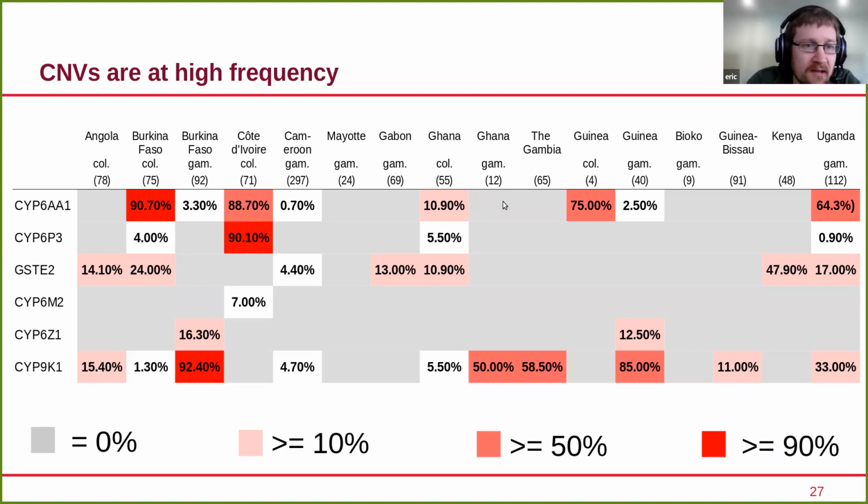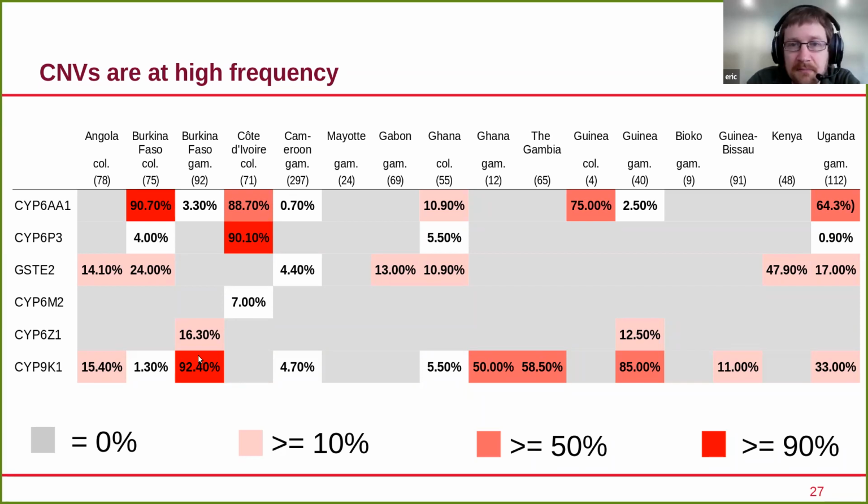What we do see in West Africa is very high proportions of CNVs in CYP9K1 in Anopheles gambiae. So in Burkina Faso, the vast majority of coluzzii have CNVs in the CYP6AA, CYP6P cluster, whereas the vast majority of gambiae have CNVs in CYP9K1.